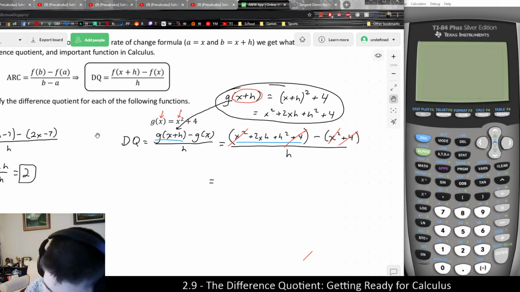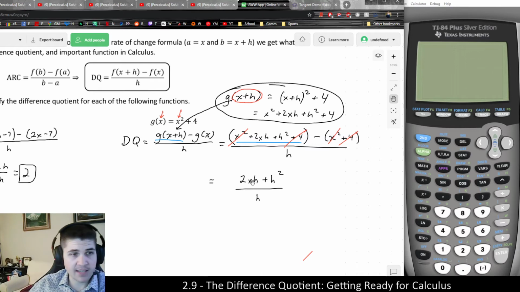And so what happens is we're left with 2xh plus h squared over h. And this is basically what we're left with. And the last thing we want to do is simplify and cancel. But one thing to remind you about is be very careful about canceling this, because this is a 2-term expression divided by 1 term. Really, both terms need to be divided by h.